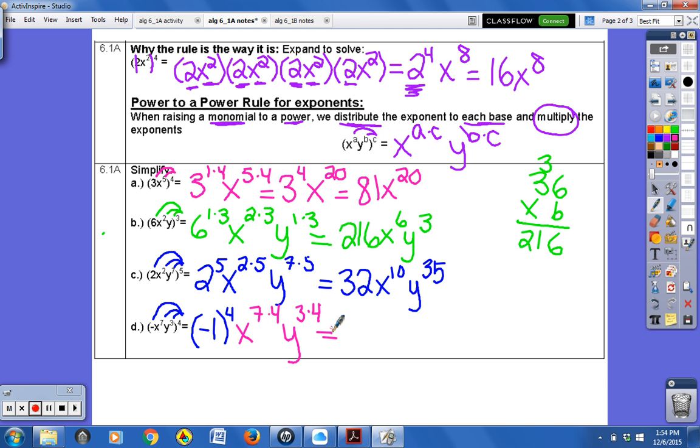And so this gives me -1 times -1, which is 1, times -1 is -1, times -1 again is +1. So this is a +1, x to the 28, and y to the 12. And that is our solution.